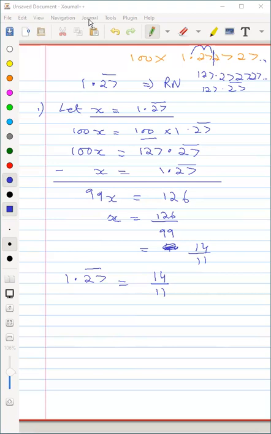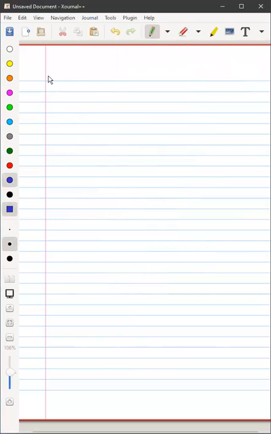Okay. Now see another different one. We have 0.235 bar, with only the 3 and 5 repeating, and we need to convert this into a rational number again. So what do we do? Again, first step: let x be 0.235 bar.